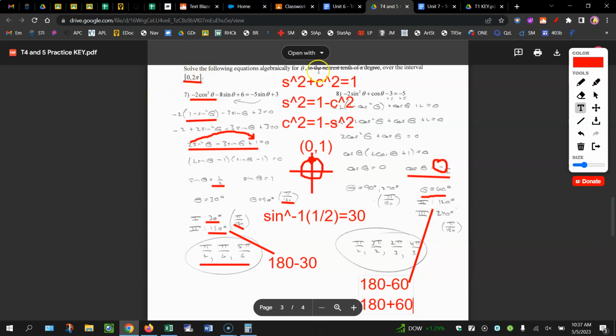If you do need to round to the nearest degree or nearest tenth of a degree, after you plug it in your calculator and get this theta, you can round at that point. So that's it for solving trig equations.